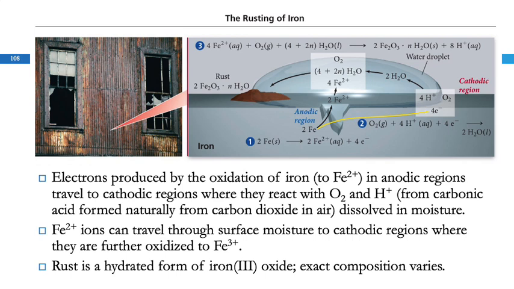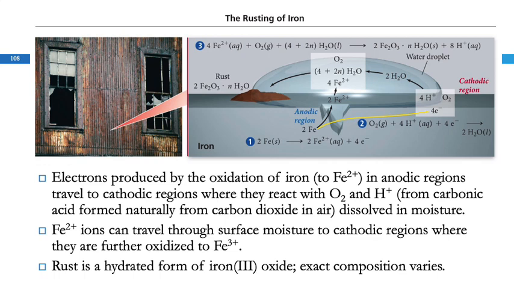There are hydrogen ions that take part in this rusting, and those are naturally present in water, even more than just the self-ionization of water, because carbon dioxide that's dissolved forms carbonic acid. And so the iron 2 ions can travel through the surface moisture. This is the anodic region, this is the cathodic region. So they can travel over here, and this is where they form Fe2O3.